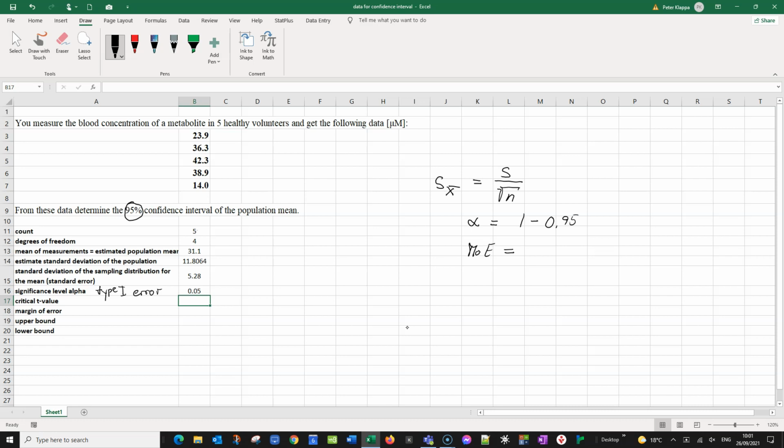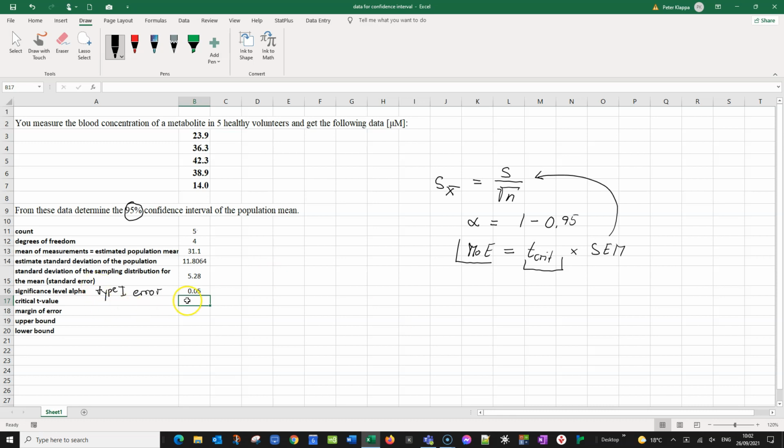and the margin of error is the critical t-value times the standard error of the mean, which is exactly this value here, what we have calculated. So in order to calculate the margin of error, we also need the critical t-value.